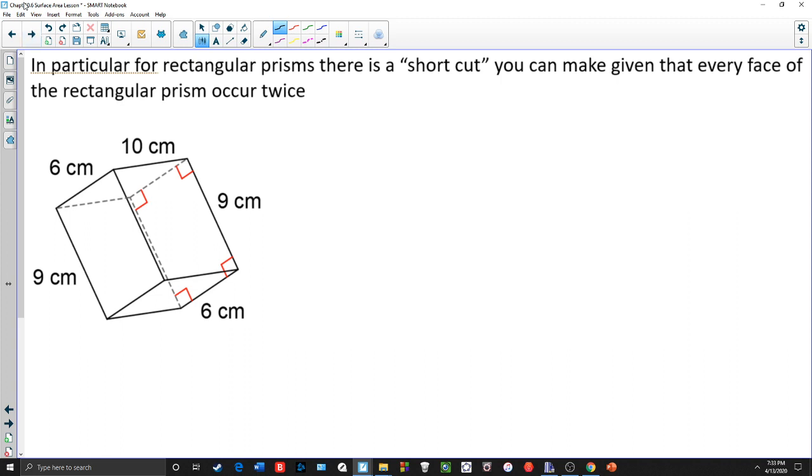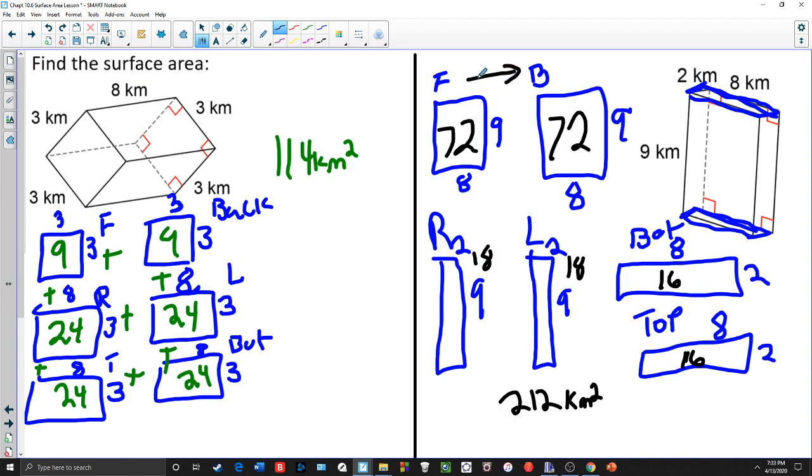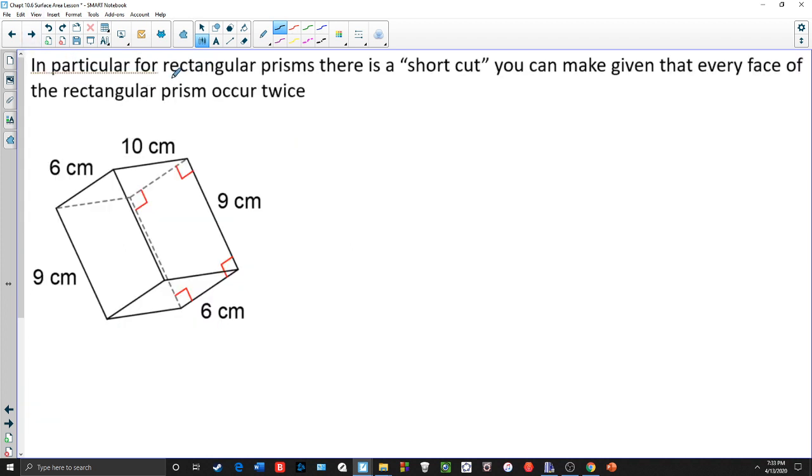Now, for rectangular prisms, because they're nice and rectangular, there's actually a shortcut. If you noticed here, we always had repeats, right? Front and back were always the same. Right and left were always the same. Bottom and top were always the same. So to shortcut this procedure just for rectangular prisms, again, I want to emphasize that this shortcut is only for rectangular prisms. You can do the following: instead of finding all 6, just find 3, and then double your answer.